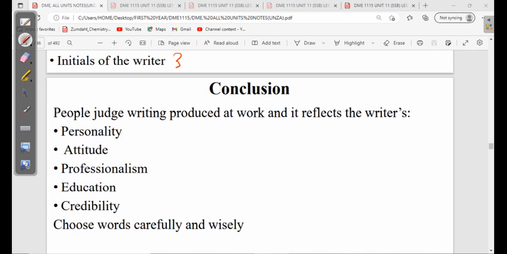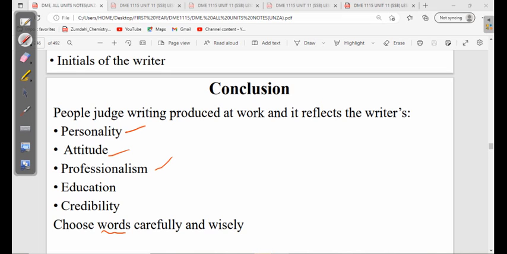So in conclusion on writing a memo, people judge writing produced at work and it reflects the writer's personality, attitude, professionalism, education, credibility. So choose words carefully and wisely because people are going to judge your personality, your attitude, even your professionalism, your education, and also your credibility by the words that you use. That is why it is very, very important to pay particular attention to the way you write.